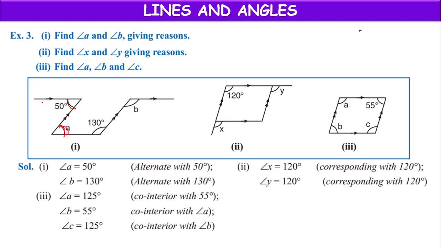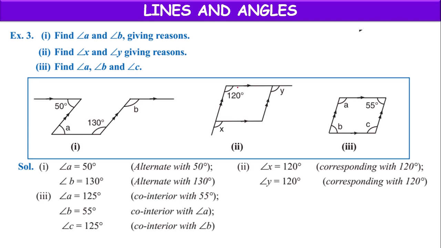This is angle A. So this part is looking like letter Z. So these two are parallel. So this is the transversal. If this angle is 50, this angle also will be 50, because alternate angles. Next, this part looking like letter Z. These two are parallel lines, this is the transversal. If this is 130, this also will be 130. Alternate angles, 130.